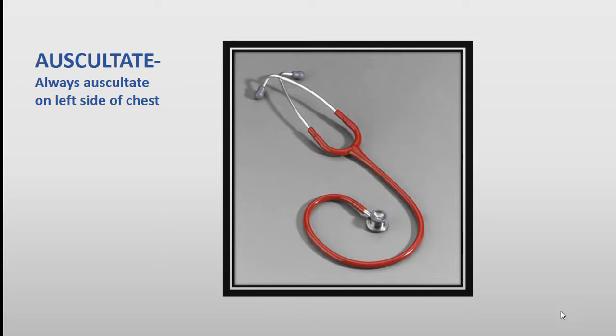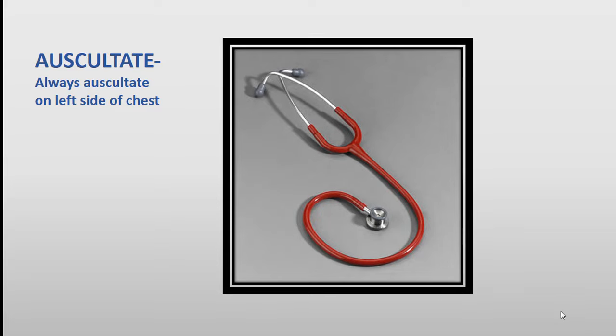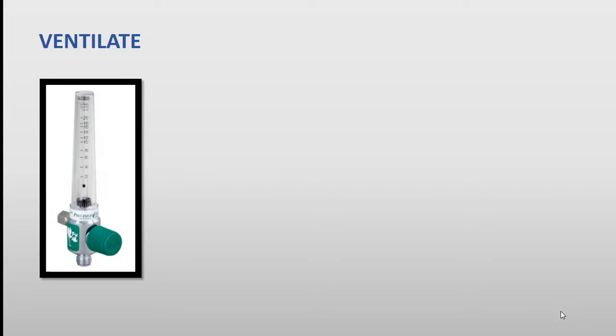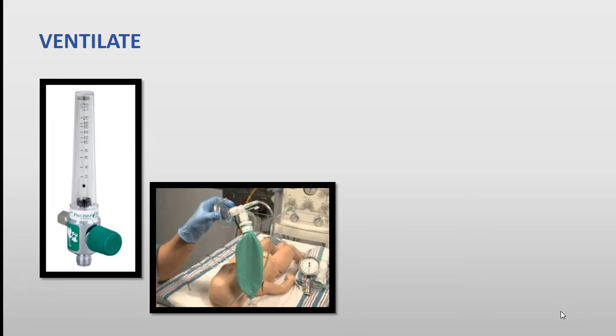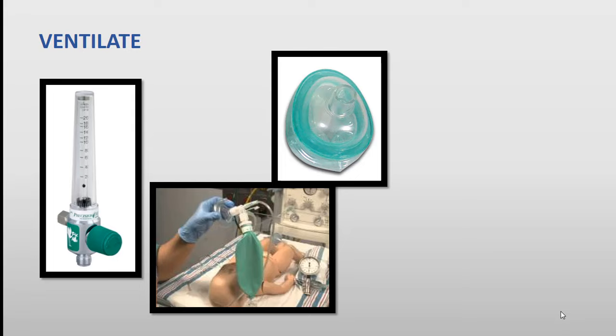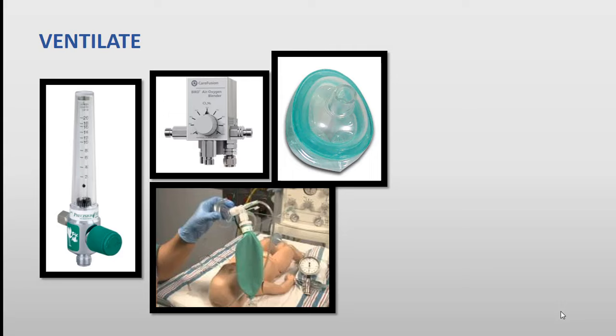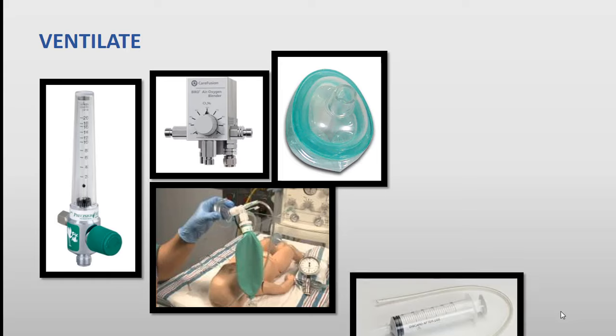We'll need to auscultate the chest of the baby to listen to the lung sounds. And we're going to auscultate on the left side of the chest, and we're going to use a neonatal stethoscope. In order to ventilate the baby, we are going to need a flow meter with oxygen. We're going to need a bag mask with the proper size mask for the infant. We will also need an oxygen blender, which is currently set up on the giraffe as we speak.